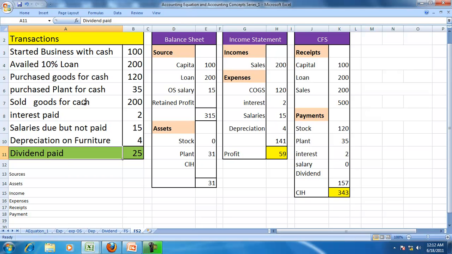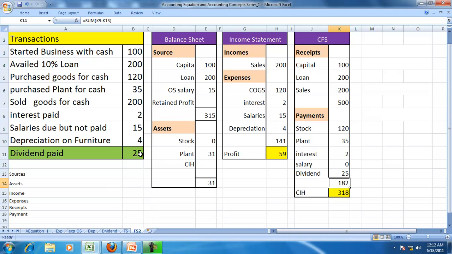So once you have shown the items on the financial statement, let us find the profit. Profit is equal to incomes minus the expenses, 59. In the same way, find all the receipts. Total receipts is 500, and total payment without dividend is 157. But since you have profit and you are paying a dividend, I'm going to show dividend as a payment.